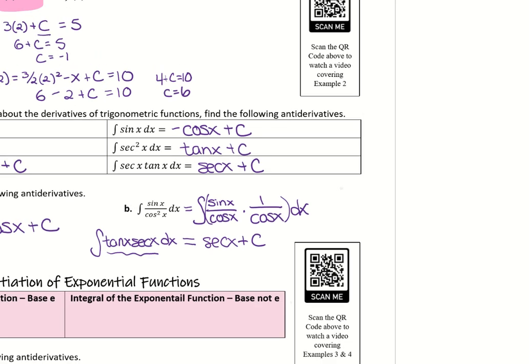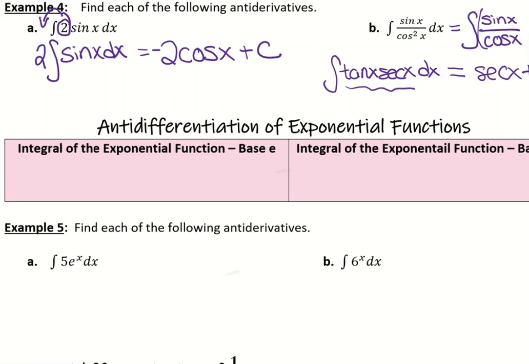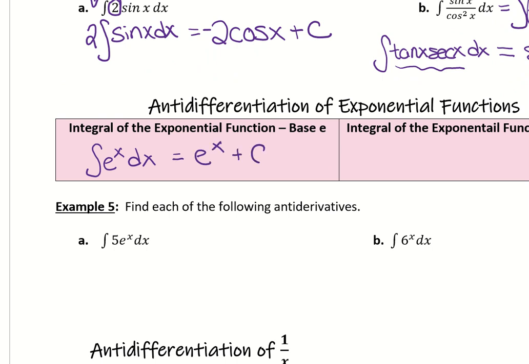All right, let's keep working backwards. What if you start with a derivative of an exponential function? Well, here's Old Faithful. We love this one. What function has a derivative of e to the x? You know it. It's e to the x. And then again, don't forget your plus c.